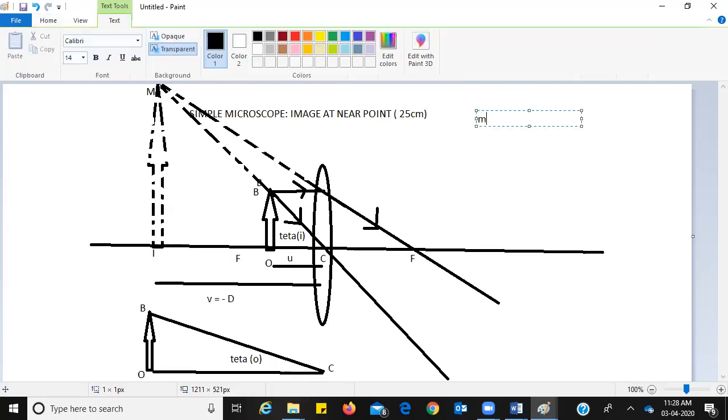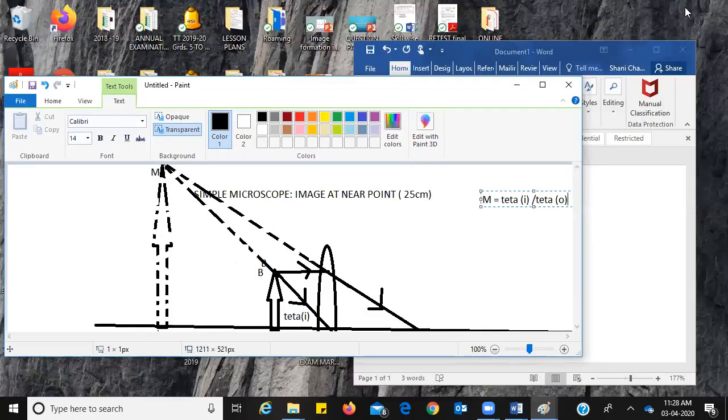If that's fine, you're going for the derivation: magnifying power equals theta I divided by theta O.